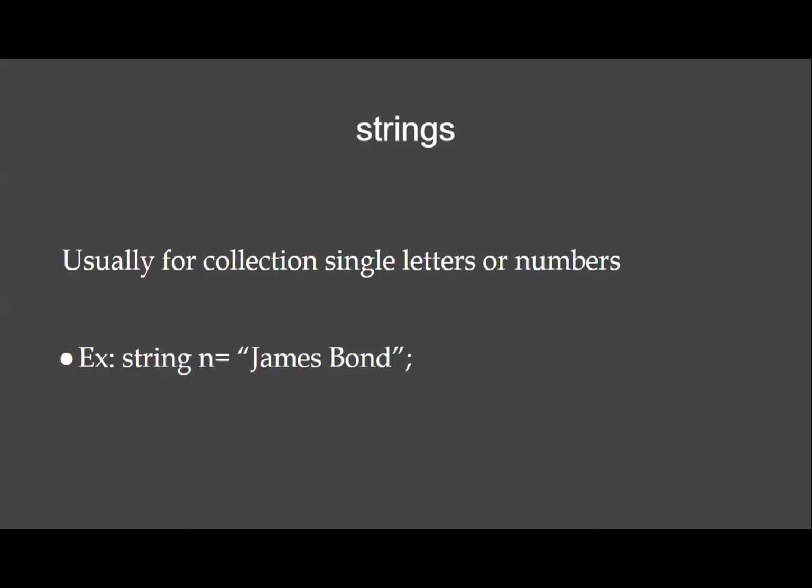Okay, so strings are usually for a collection of single letters or multiple letters, or letters and numbers, alphanumeric, whatever you want. You put that in quotes, and there you get a string. So string is also a data type in C++. This is how you assign it. Now, I guess we'll move on to the practical session and see there.